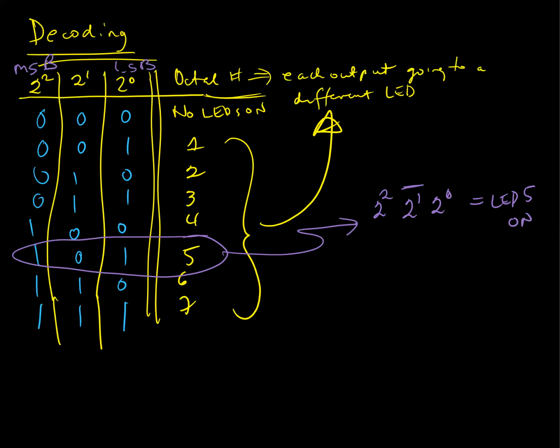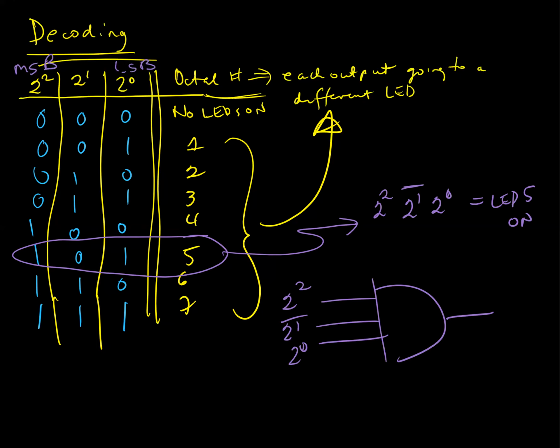And that's a product, right? We're ANDing. We need all of those inputs to actually be set to that at the same time. And that could be represented by an AND gate: 2 to the 2, 2 to the 1 bar, and 2 to the 0.